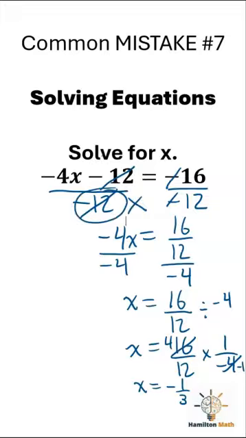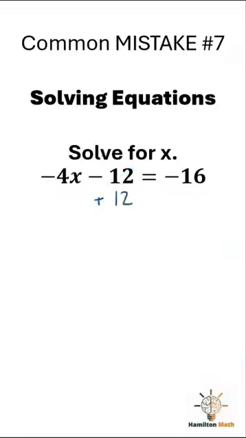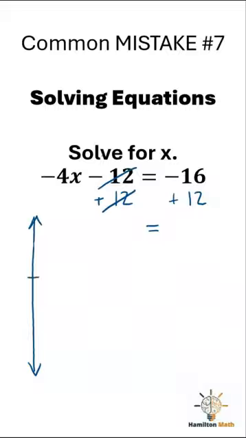Here's how to do this properly. So what we want to do is add 12 to both sides. That's correct. But make sure that when we add 12 to negative 16, we're thinking about it in terms of a number line. I like to draw a vertical number line, kind of like temperature, because if I have 0 here, then I have negative 16 down here. And if I'm adding 12, I end up at negative 4.